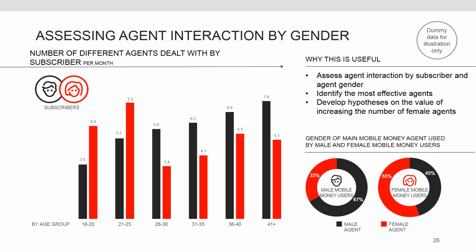So I touched on this very briefly earlier on, but one thing that you can do is deep dive on the role of agents and how agent interaction maps against gender, against demographic splits. This can inform your understanding of the importance of your agent network, how well it's performing for certain subsegments. Depending on the exact nature of your data set, you may know the gender of your agents or you may not. We have seen in some markets that female agents tend to have more success in engaging female subscribers. So this is something that could perhaps be looked into and could inform future rollout of agent networks.